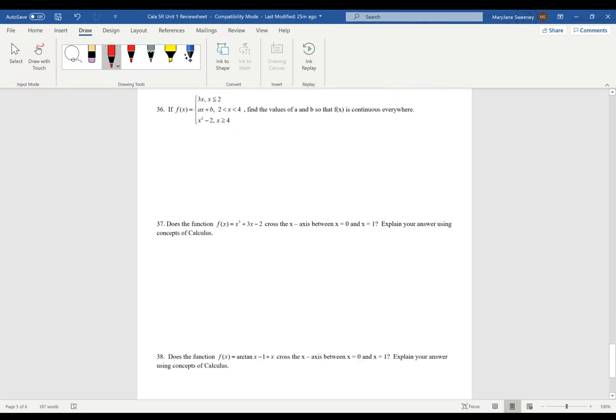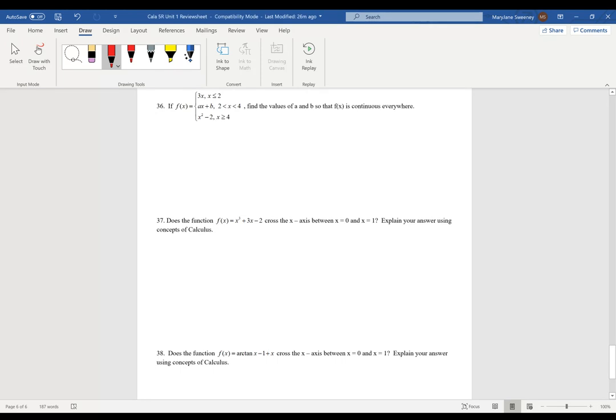All right, 37. Does the function cross the x-axis between 0 and 1? Explain your answer using concepts of calculus. This is our IVT. So we got to do f of 0. We got to do f of 1.